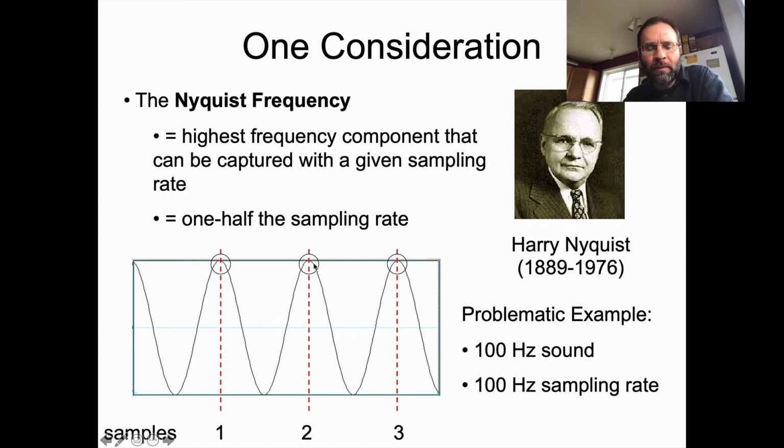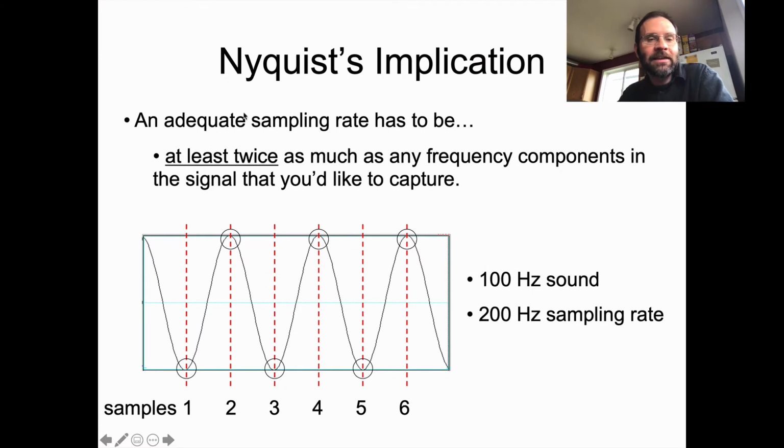So this doesn't work. I'm not going to get anything about this underlying back and forth pattern in the sine wave in my sampled version of the sound. So I'm losing too much information here to have any sense of what's going on. If I want to get that, I need a sampling rate that is at least twice as high as any frequency components in the signal that I want to capture.